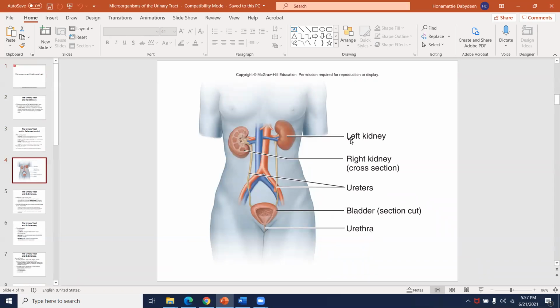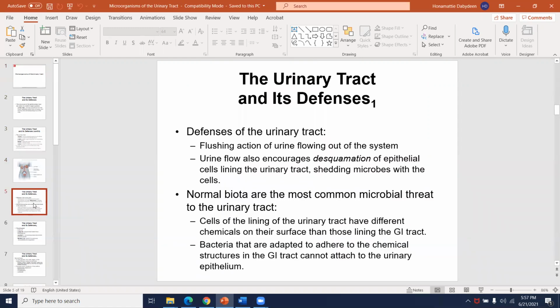Now, any one of these areas, we'll find out later on, can be infected. And you can have urinary tract infections in any one of those areas. But we'll talk a little bit more about that. Let's now talk a little bit about the defenses. In line with everything else that we do, we talk about the anatomy first, and then the defenses.